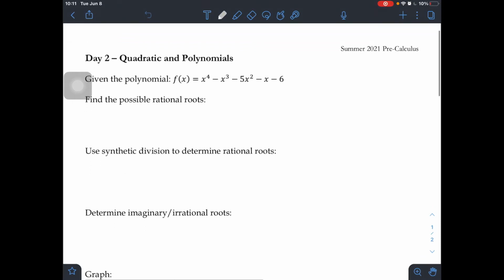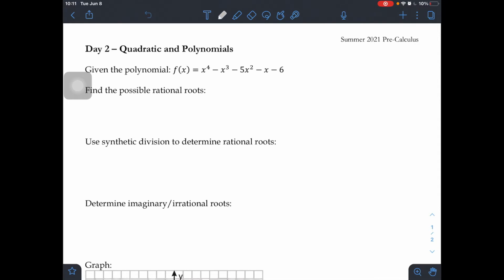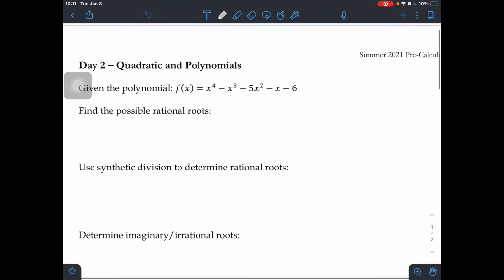So first, in order to go about finding the rational roots, you have to use the rational root theorem. Basically you have to take all the positive and negative factors of the constant, so you can have plus or minus 1, 2, 3, and 6. That has to be divided by the factors of the leading coefficient, which in this case is just 1, so it's plus or minus 1.